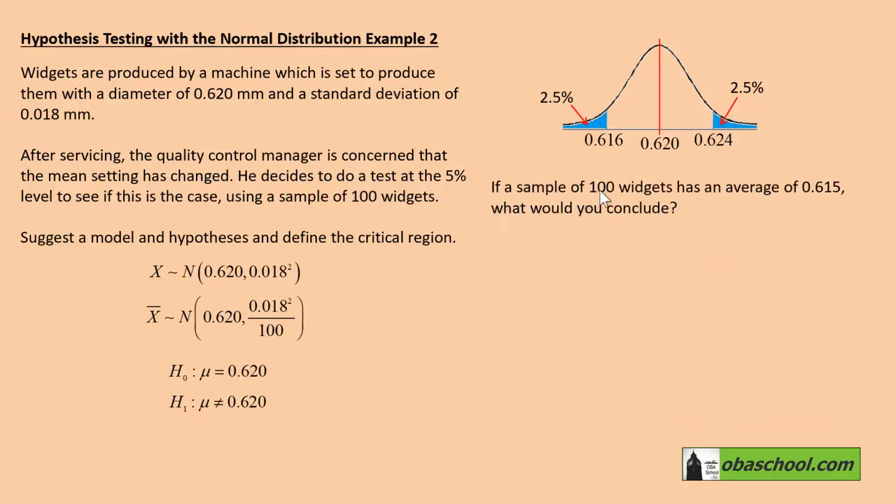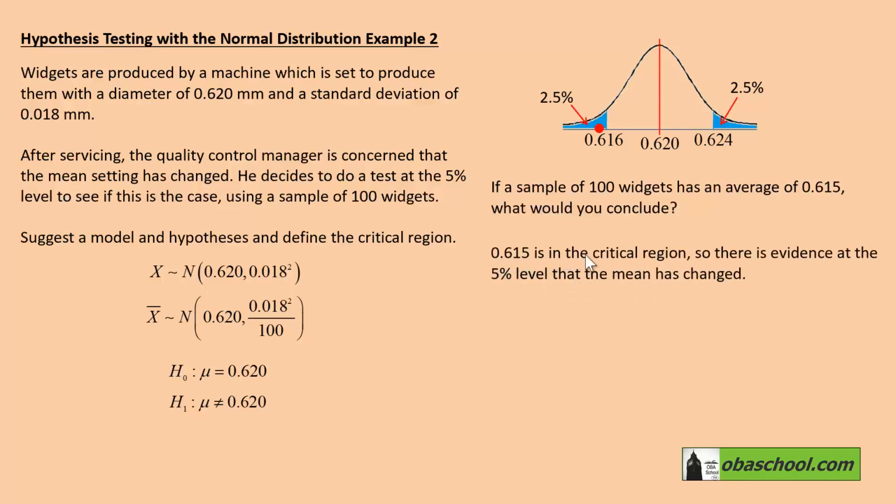If a sample of 100 widgets has an average of 0.615, what would you conclude? Well, 0.615 would be here. It would be in the critical region. 0.615 is in the critical region, so there is evidence at the 5% level that the mean has changed.